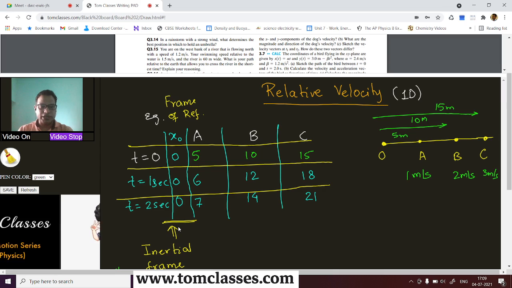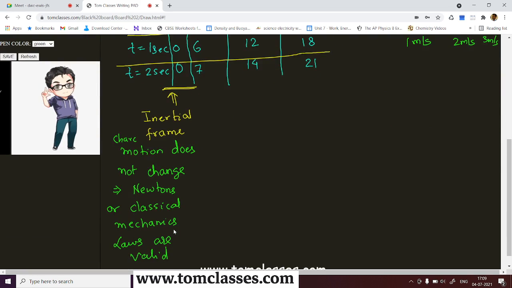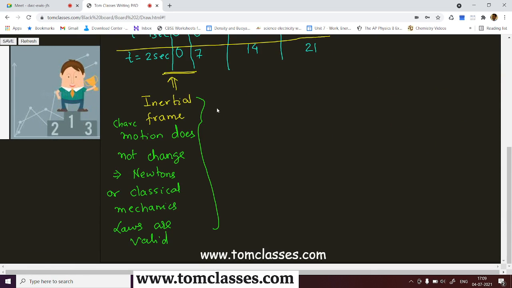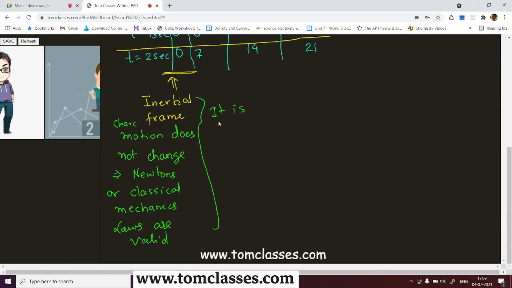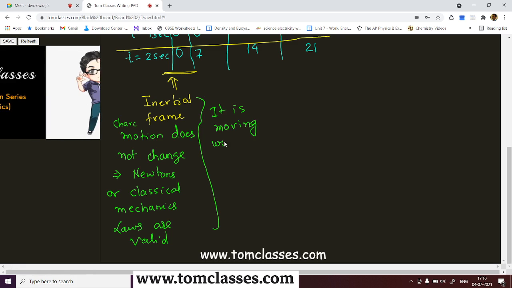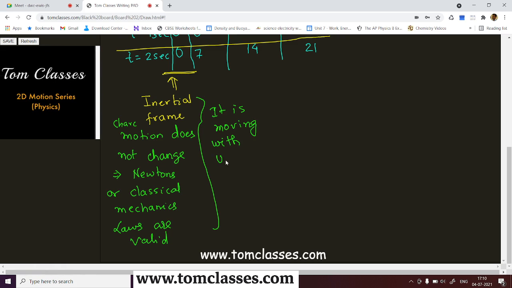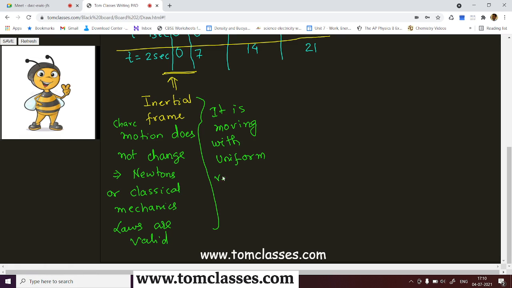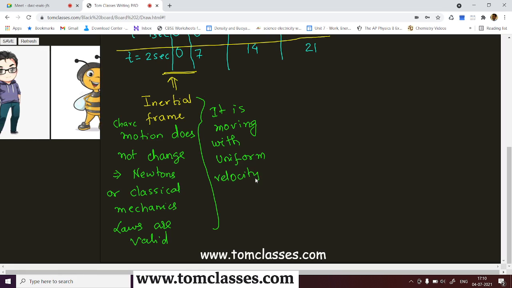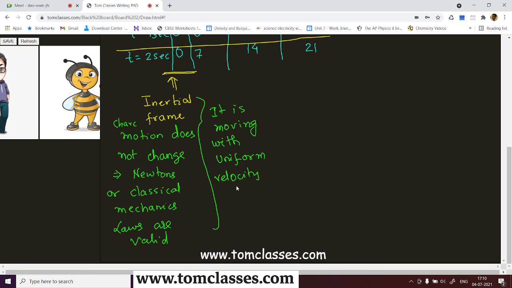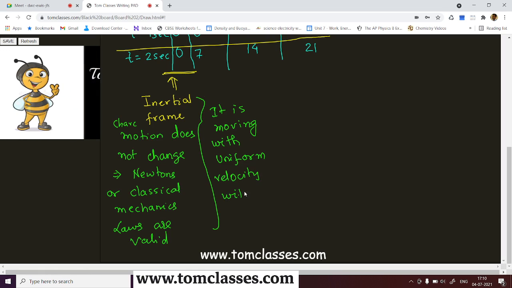Now, this means that this inertial frame is moving with uniform velocity. So we can consider that the characteristic is that it is moving with uniform velocity. Okay, and you can say uniform velocity with acceleration zero.